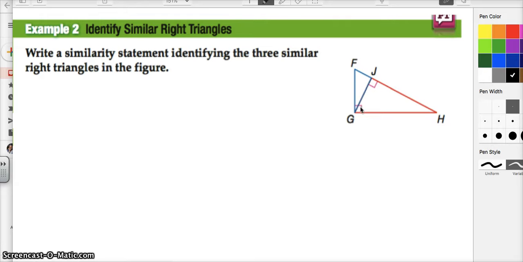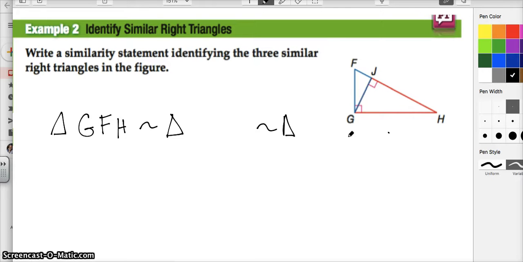So we know that there are three similar triangles here. Let's see if we can write them down. Write a similarity statement identifying the three similar triangles. All right, good. Let's start off with just naming one triangle. It might be kind of cool to start at the right angle, just so we can have a little bit of consistency. So I'm going to start with G, looking at the big triangle. I'm going to start with GFH. I've named the first one, GFH. And you remember when we name similar triangles, we need to maintain the order of equality for the angles. You with me? That's going to be important.